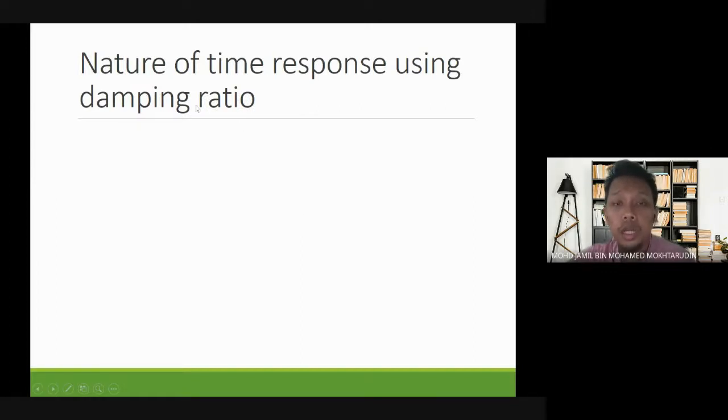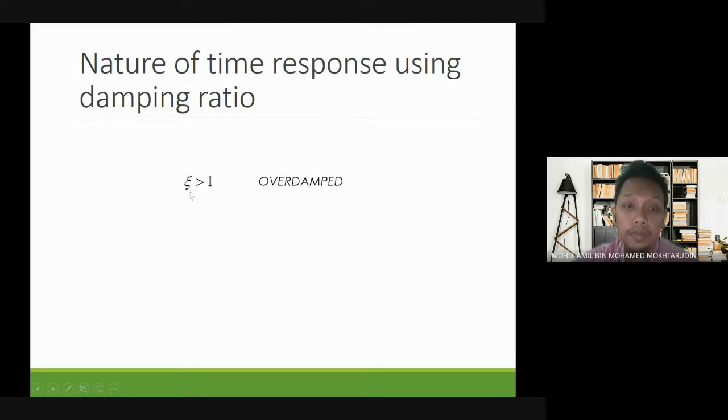So we can use damping ratio to determine the type of second order system. Just now we have 4 types: overdamped, underdamped, undamped, and critically damped. But now, instead of using poles, we can use damping ratio to determine the types of time response.